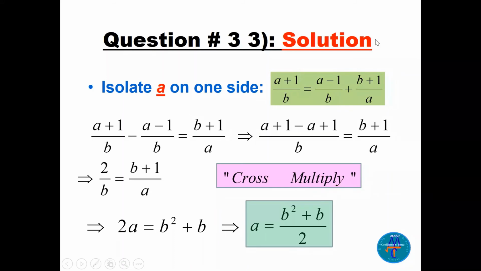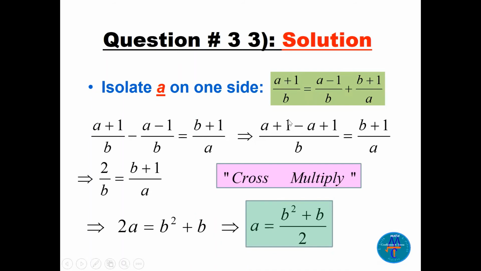Now let's look at the solution of number 3. Isolate A on one side, that's what we need. So in the final answer, you can see A equals (B squared plus B) over 2. Now, no A's on the right side, nothing.